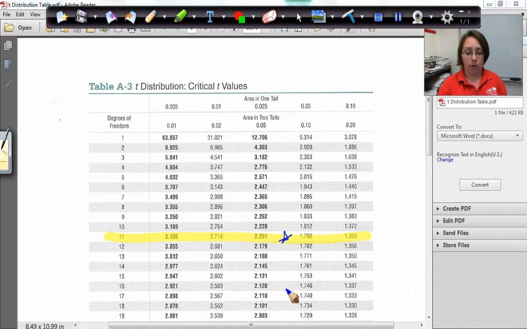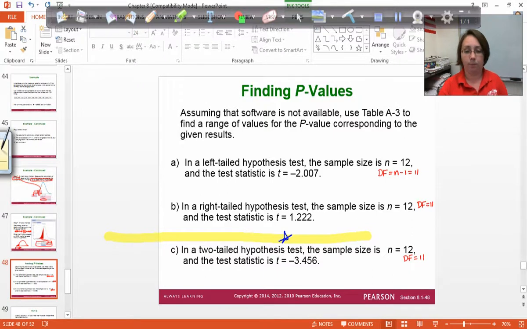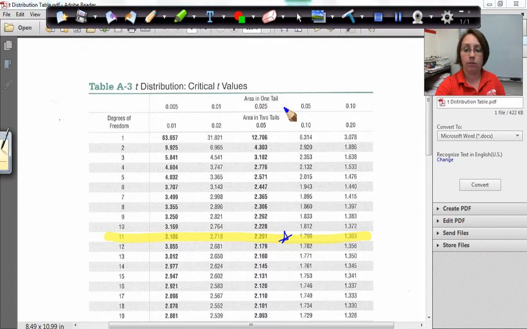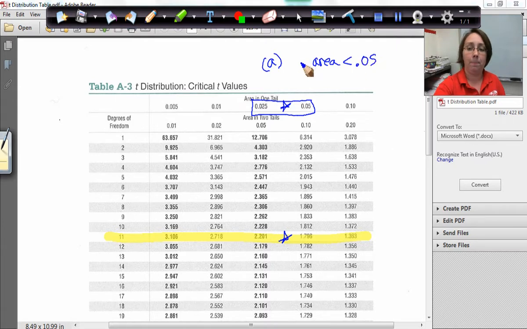Now, how many tails did they tell us to do? A left-tailed hypothesis test. So only one tail. So we go up to the one tail interval at the top. So we are in between these two. So for part A, the first example, our area is less than the bigger number 0.05, but bigger than 0.025. Okay?